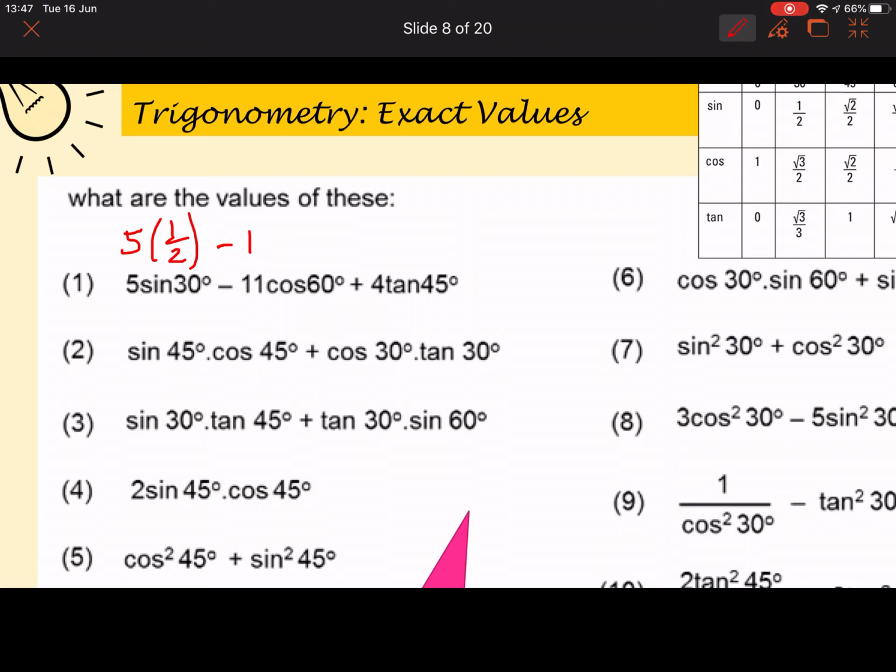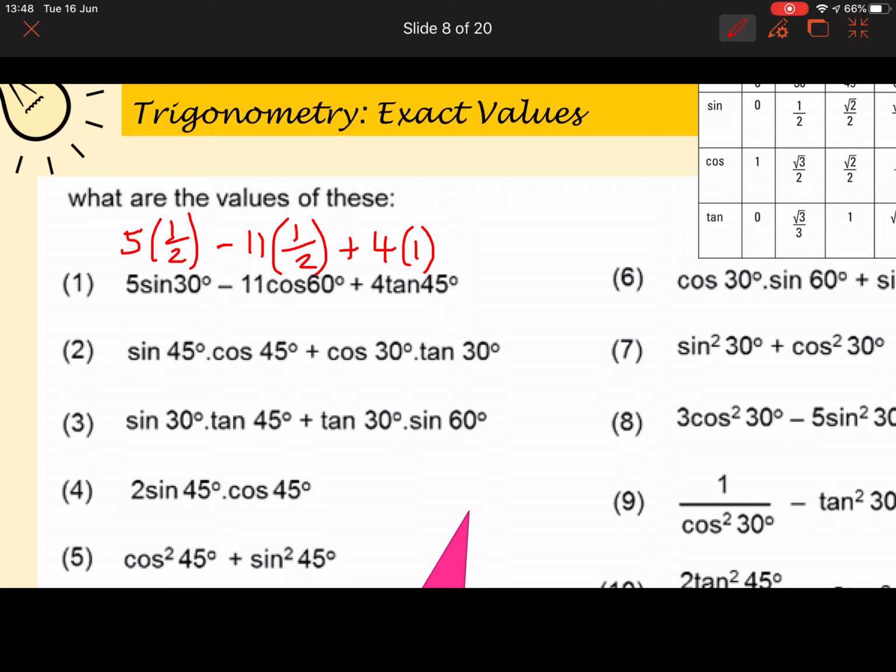Minus 11 lots of cos 60. Now cos 60 is also a half if you look at your table. Plus 4 lots of tan 45. Now tan 45 is 1. Okay, if you're writing it out like I am, that really helps you see what you're doing, keeps it nice and neat and shows your substitution.